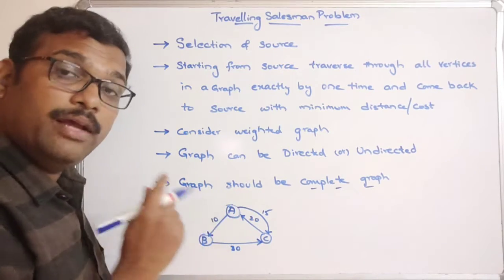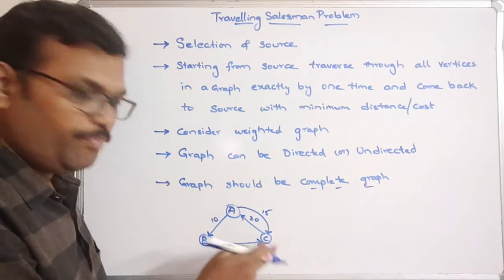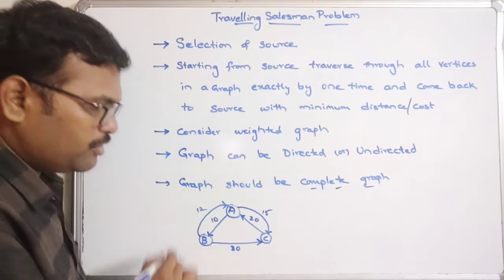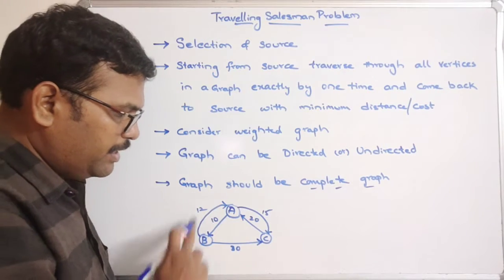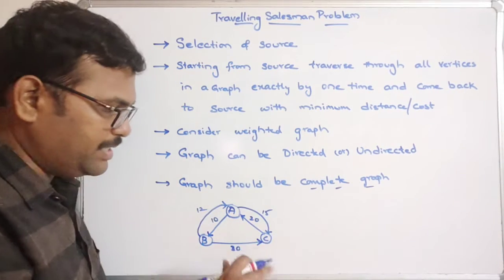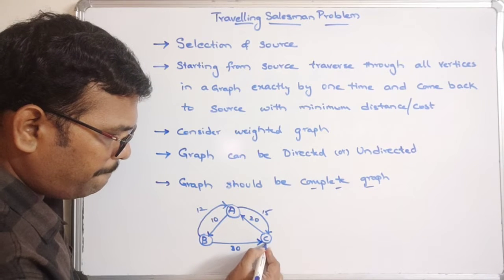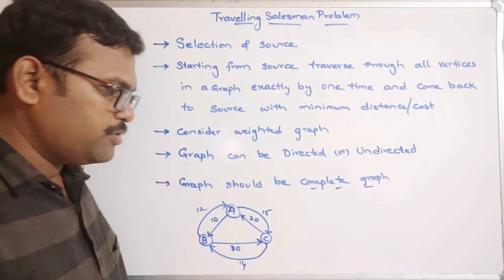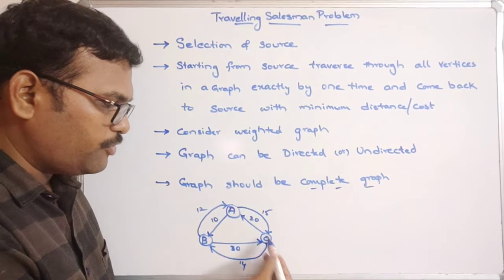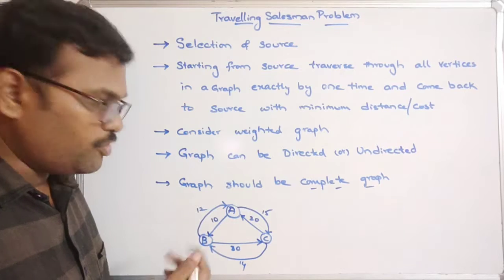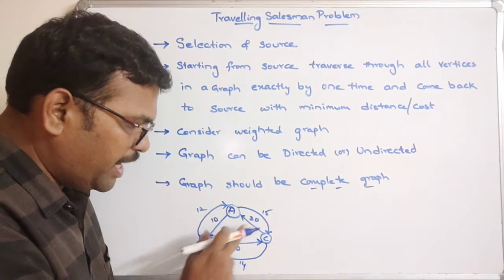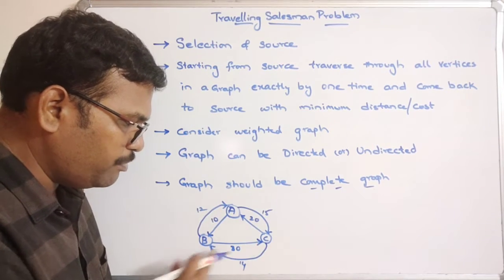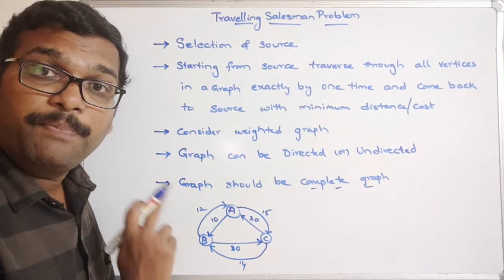So A is having edges to B and C. Now B is having only for C. I will write here. So B is also having an edge from A and C towards A and C. So C is having only for A. So C is also having an edge to A and B. So A is having an edge to B and C. B is having an edge to A and C. C is having an edge to B and A. So this is a complete graph.